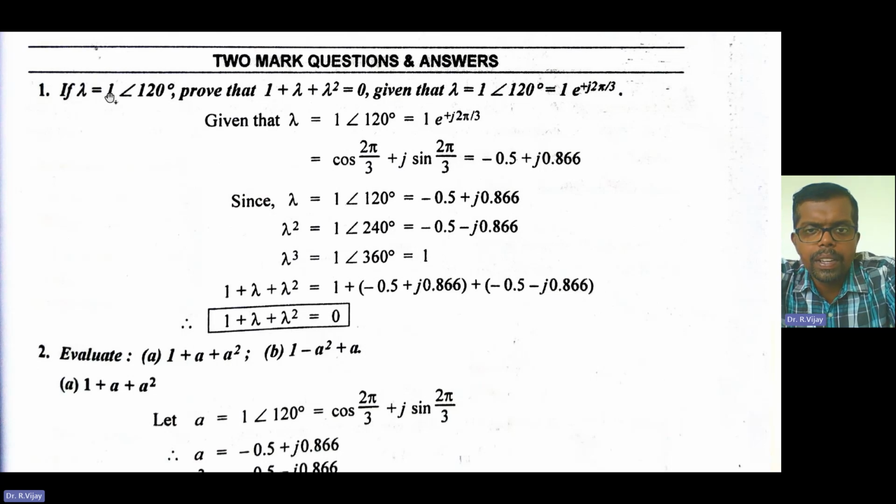If you type this into your scientific calculator and convert into complex format, you can easily get the answer.